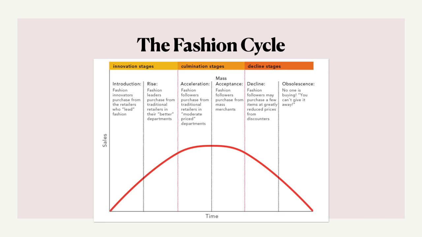In the culmination stage, the product begins to have mass acceptance. It is now available in different price ranges to meet consumers' budgeting needs. In the decline stage, the product is no longer of interest to the consumer. At this point, you can't give away the product.